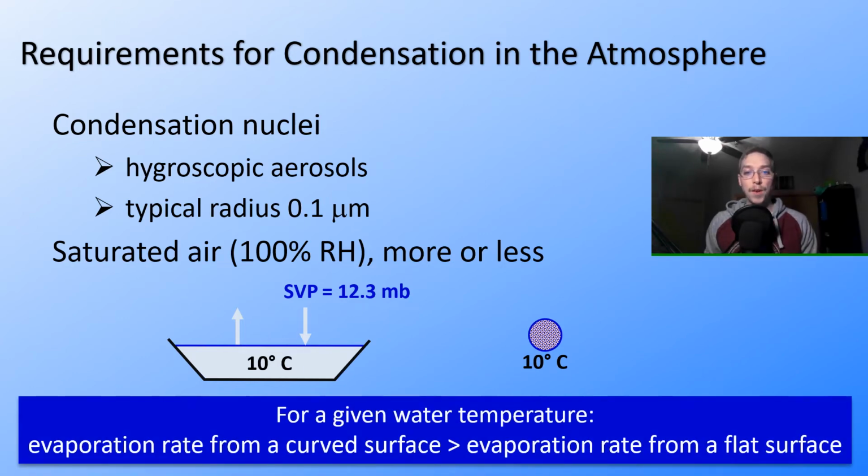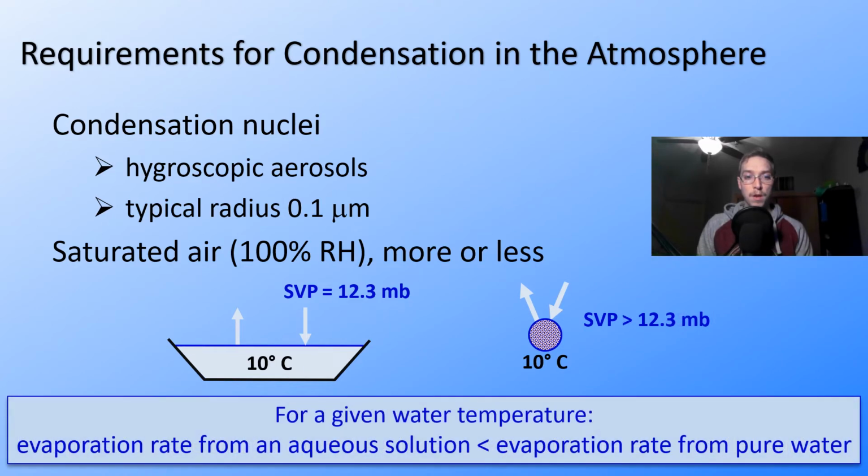So for a given water temperature, the evaporation rate from a curved surface is greater than the evaporation rate from a flat surface. If we think of our flat surface, less than that of our curved surface here. For a given water temperature, the evaporation rate from an aqueous solution is less than the evaporation rate from pure water.